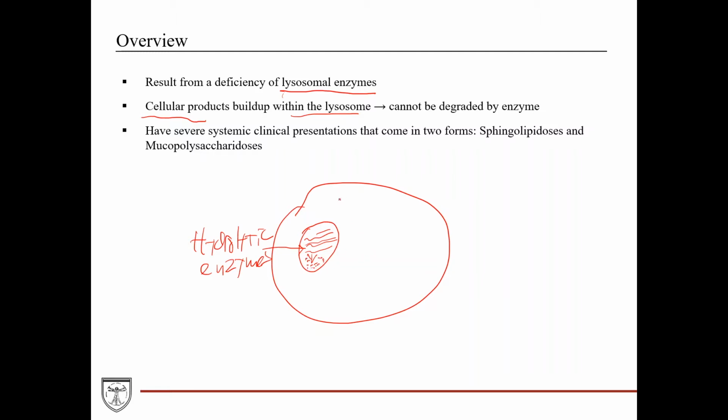The problem is if you don't have these hydrolytic enzymes, either they're non-functional, or as you'll see in the next disease, they don't get there to the lysosome. These cellular products cannot be degraded by the lysosomes. And this has severe systemic clinical presentations that really come in two forms: sphingolipidoses and mucopolysaccharidosis.